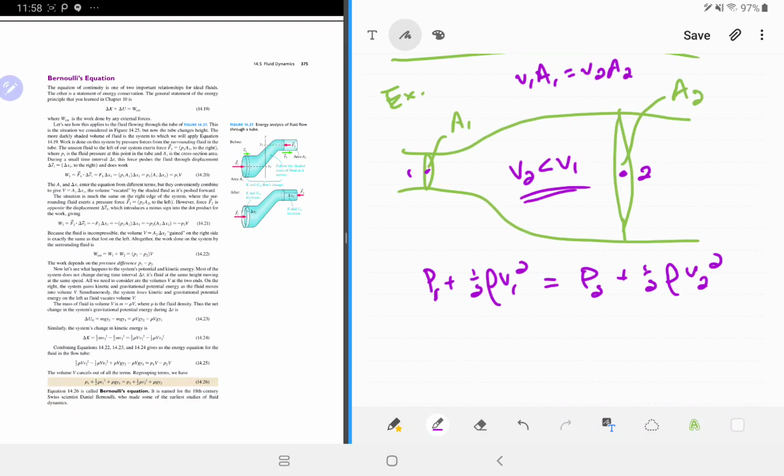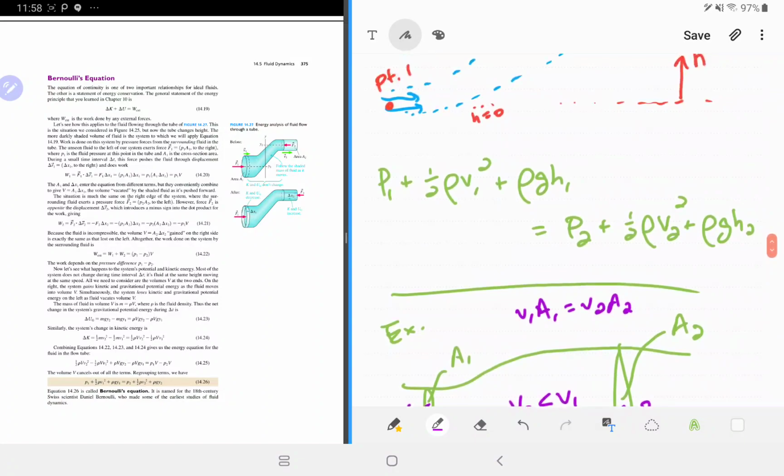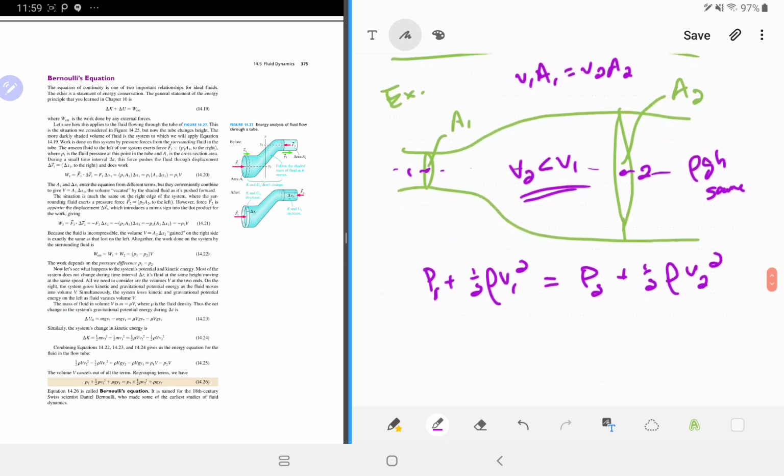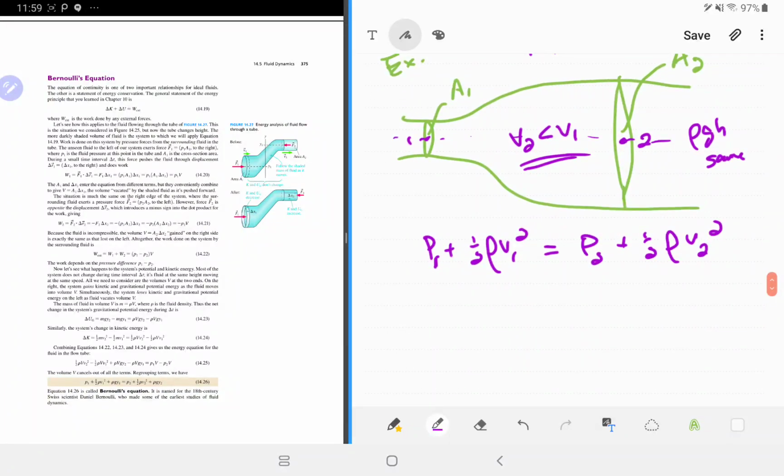All right, where did the rho gh term go? Well, if these two are at the same height, right here, so rho gh is the same for both. So if h1 is equal to h2, I can just set one equal to the other and then cancel them out from both sides. So Bernoulli's equation will immediately simplify to this.